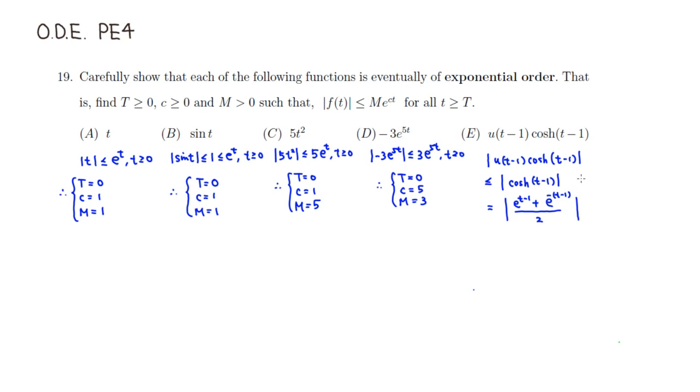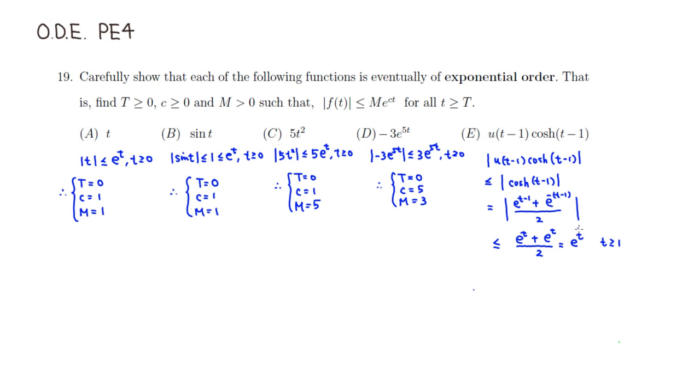Then I'm going to replace with something larger. The exponential function is an increasing function. If you replace this by a larger value, for example e to the t, it's going to get larger. Then plus, this e to the negative t minus 1, I'm going to replace by e to the t. Then I'm going to say t is greater than or equal to 1, so that this expression is always e to a negative power, or e to the 0, then over 2, which is equal to e to the t.